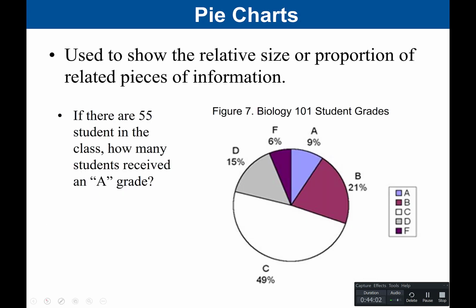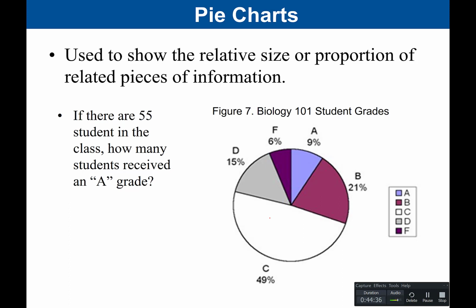A pie chart is used to show the relative size or proportion of related pieces of information. So let's say, for example, that we are looking at the grade distribution in a class. So this is another class, Biology 101 student grades. And so we have this pie chart and it's showing, of the whole class, so of 100% of the whole class, what percentage had an A, what percentage had a B, C, D, F.